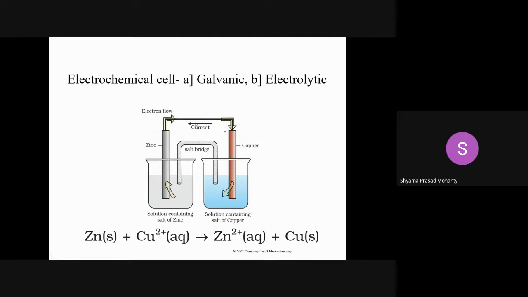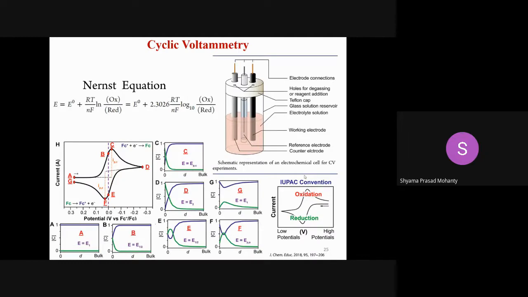And if you use a voltmeter, you can find that if this is 1 molar and this one is 1 molar, then at 25 degrees Celsius it will be giving you 1.1 volt. Because zinc is minus 0.76 volt, and copper potential is 0.34 volt, so it comes around 1.1 volt. So this is about the electrochemical cell.